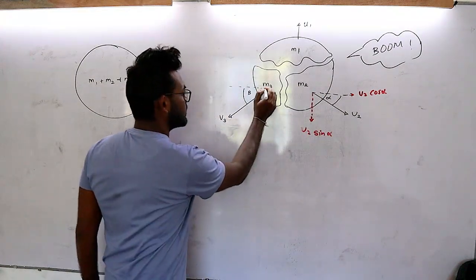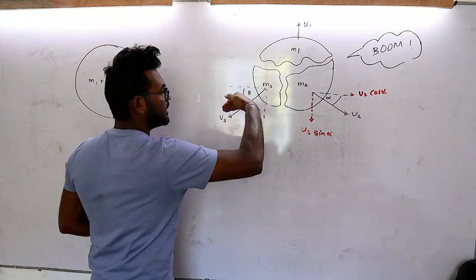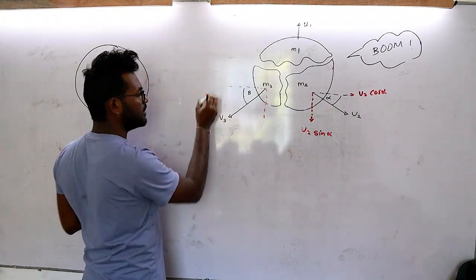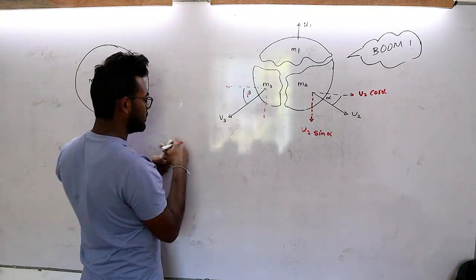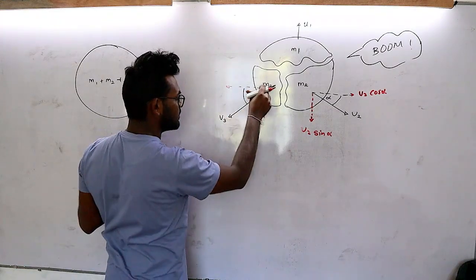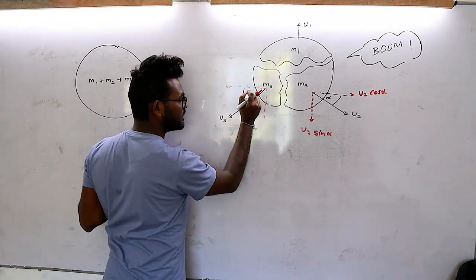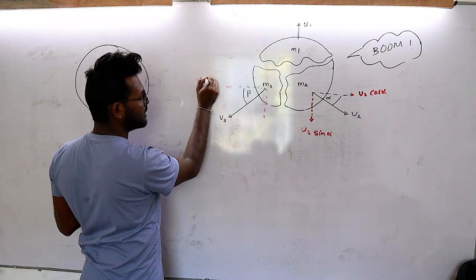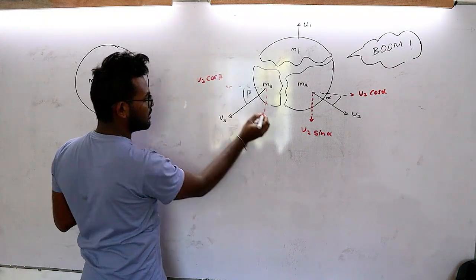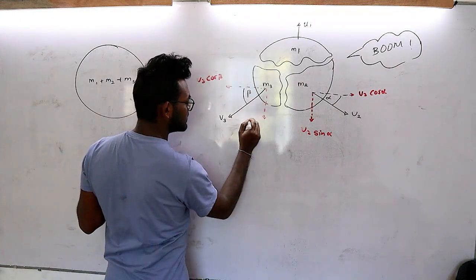What about this one? V3 cos beta, right? This is beta. So you know what beta means, right? Just a B with an extended leg. So that is V3 cos beta. And this is V3 sine beta.